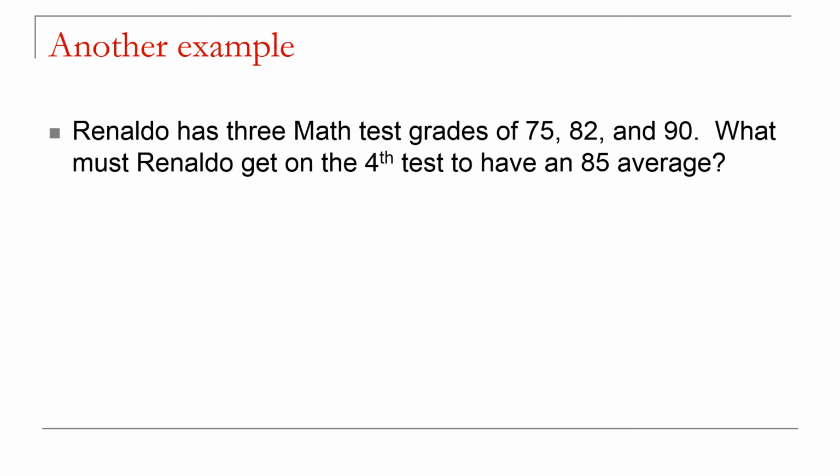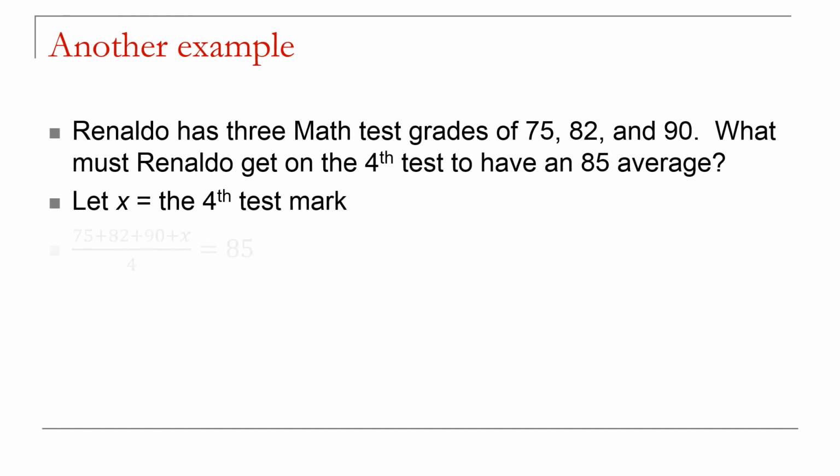So let's take a look at how we would attack this problem. Since we don't know what the fourth test mark is, we're going to let X be the fourth test mark. Since we have an average, we need to do the mean procedure. Therefore, we need to add up all the scores and divide by the number of scores to get 85.